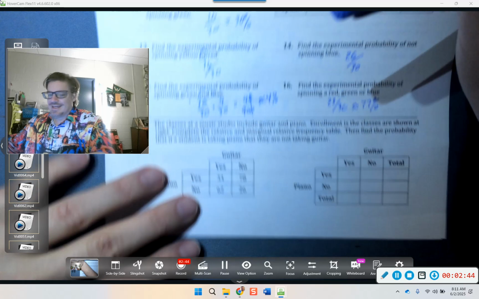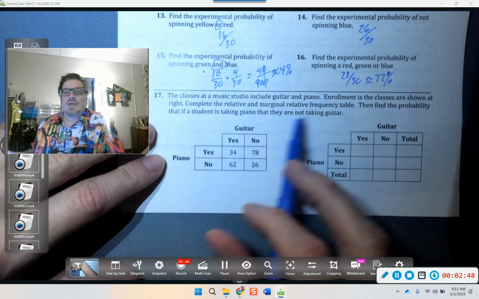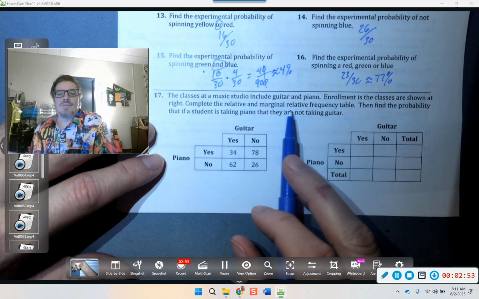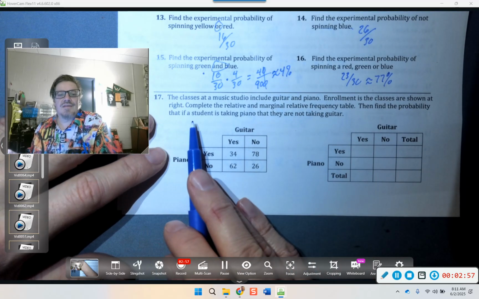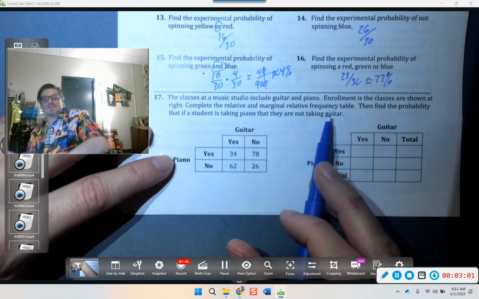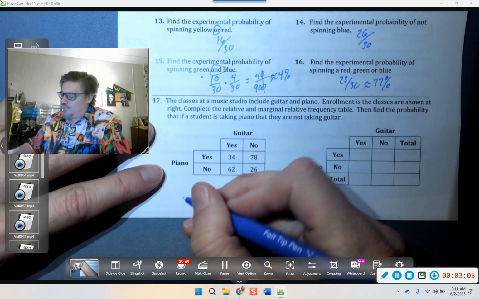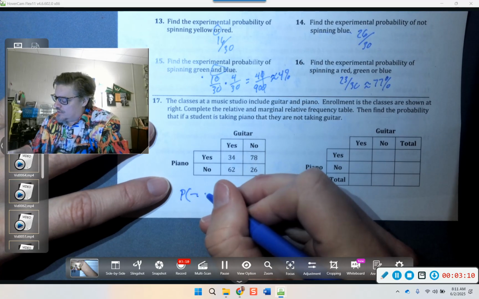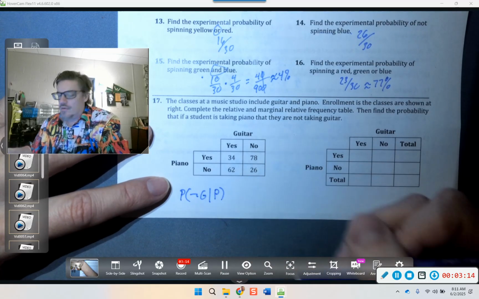Let's go ahead and do 17. Classes at a music studio include guitar and piano. Enrollment in the classes is shown here. Complete the relative and marginal relative frequency table. Then find the probability that if a student is taking the piano, that they are not taking a guitar. Okay, so we want to find the probability of their not taking the guitar, which we'll put not guitar, given that they're taking piano.